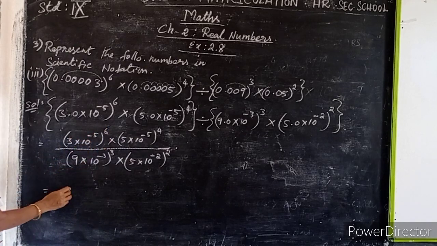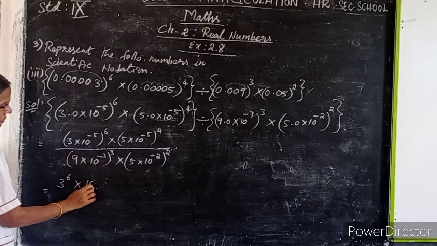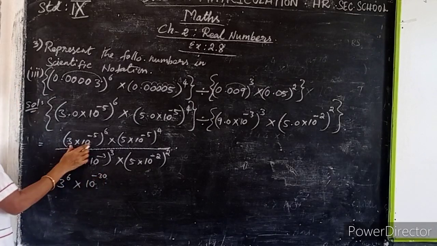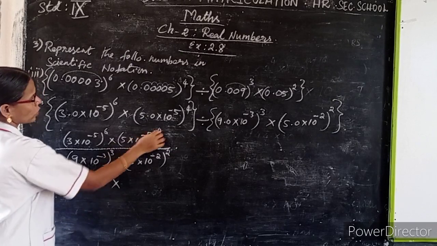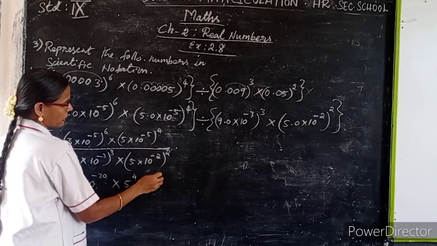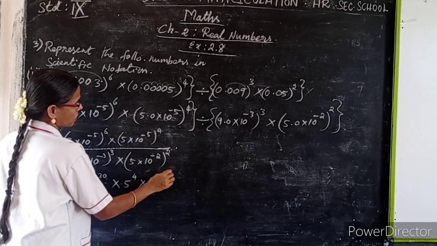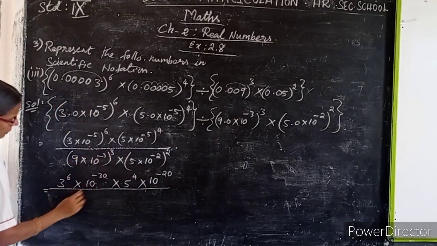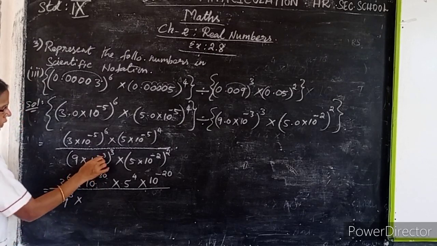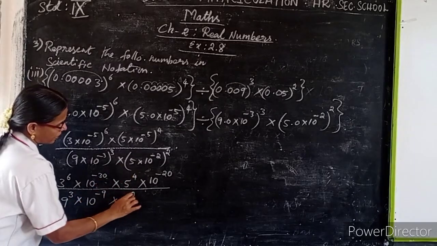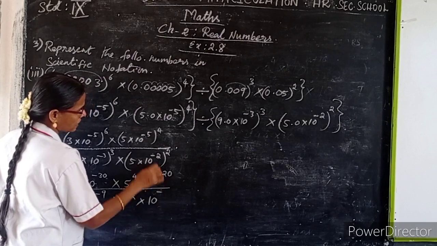This power is common for these two numbers. So this can be written as 3 power 6 into this can be written as 10 to the power, power on power means we should multiply, minus 5 6 are 30. So this term over here 5 to the power 4 into 10 to the power, power of power means multiply, minus 5 4s are minus 20, divided by here also 9 to the power 3 into 10 to the power minus 9 into 5 square into 10 to the power minus 2 to the 4.